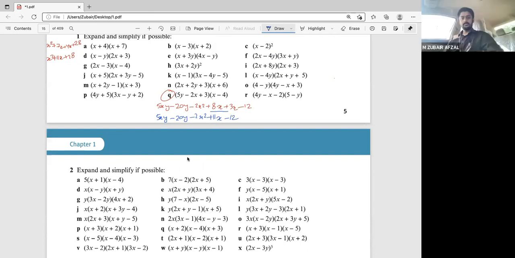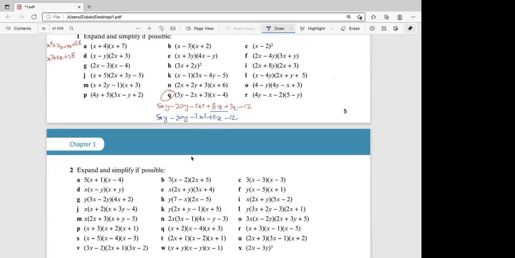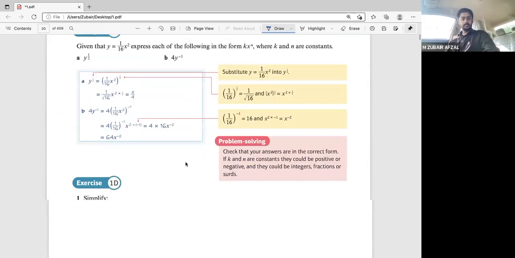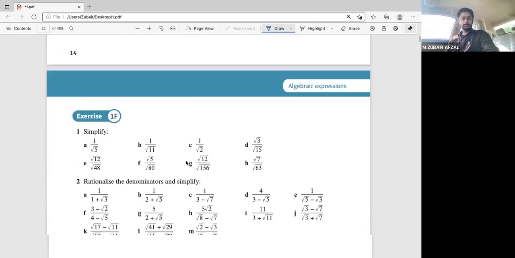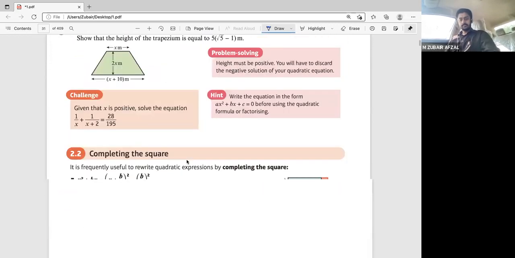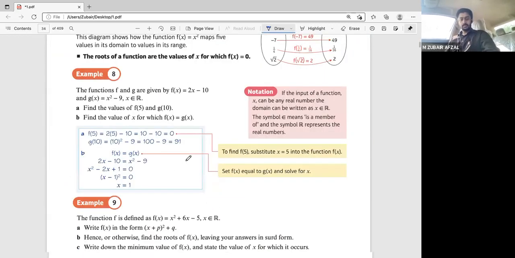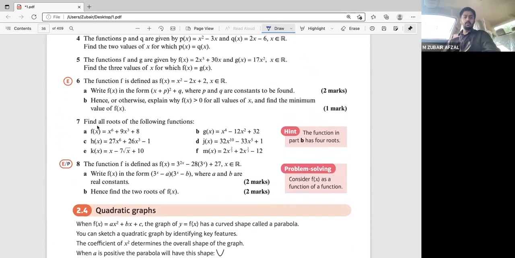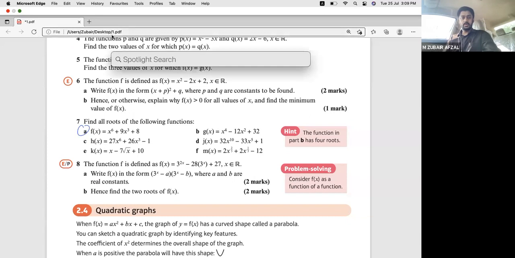Yes, Mohammed Abbas. I have a question. In the book you provided us, page 27, can you help me with question 7 and 8? Page 27, 7 and 8: find all roots of the following. Okay, let me copy this on the writing note.